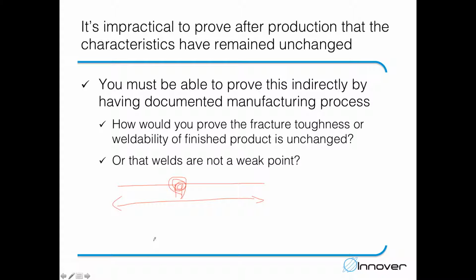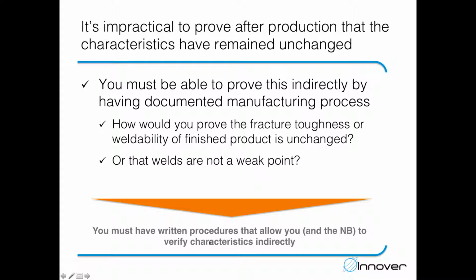And the only way you can do it is basically to have a written procedure that allows you and the notified body to verify the characteristics indirectly. So basically you must have a written procedure for the manufacturing in terms of welding and cutting and holing and so on, that proves that you don't destroy the characteristics of the constituent products.